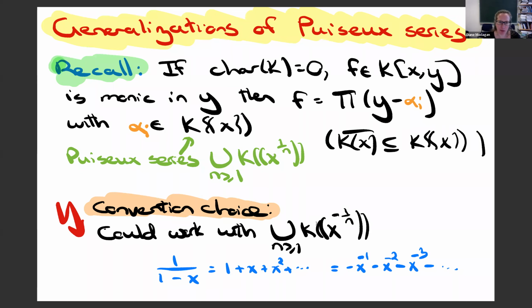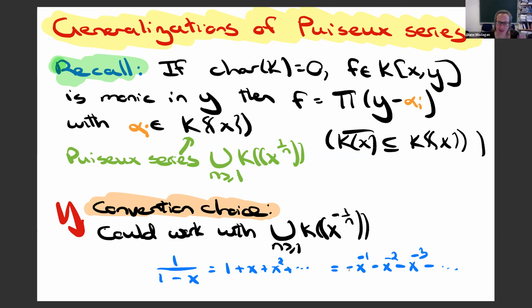To give you an example, and if this is a fact you've never seen before, this is probably the elementary takeaway fact from this talk: if you think about 1 over 1 minus x, if I asked you to expand this as a series, 95% of you would write 1 plus x plus x squared plus x cubed, etc. But you could also say minus x inverse minus x to the minus 2 minus x to the minus 3, etc. If you've never thought about that before, I encourage you to multiply the series by 1 minus x and check that you do actually get 1.